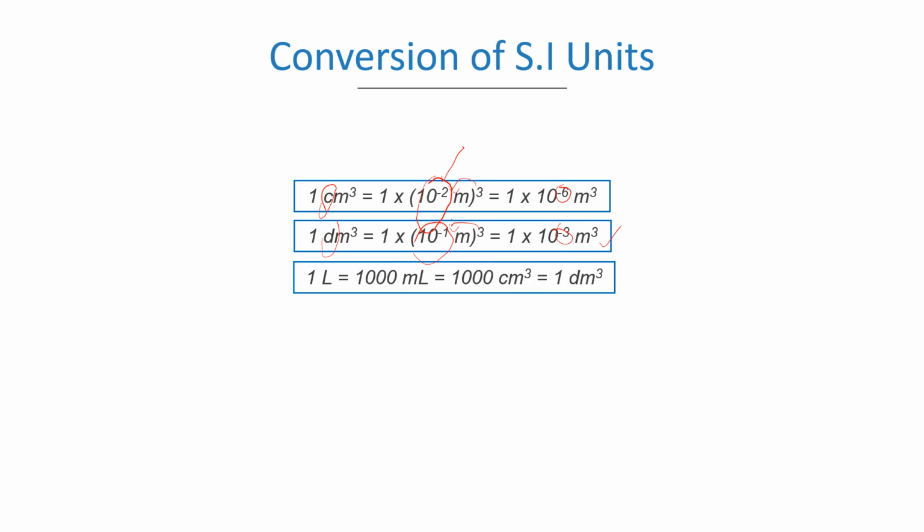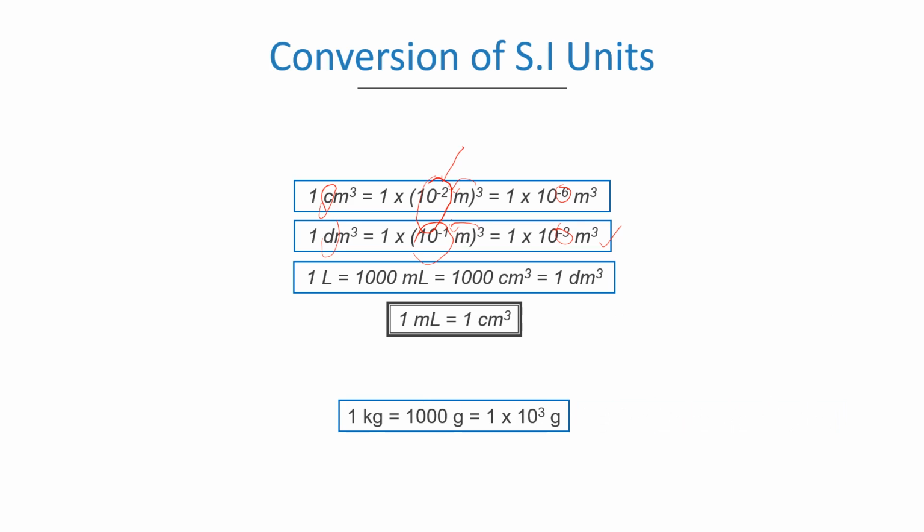The same goes for this one: 1 liter equals 1000 ml, which also equals 1000 cm cubed, which also equals 1 dm cubed. In short, 1 ml equals 1 cm cubed. And don't forget also that 1 kilogram equals 1000 gram, or in short, 1 times 10 to the power of 3 gram.